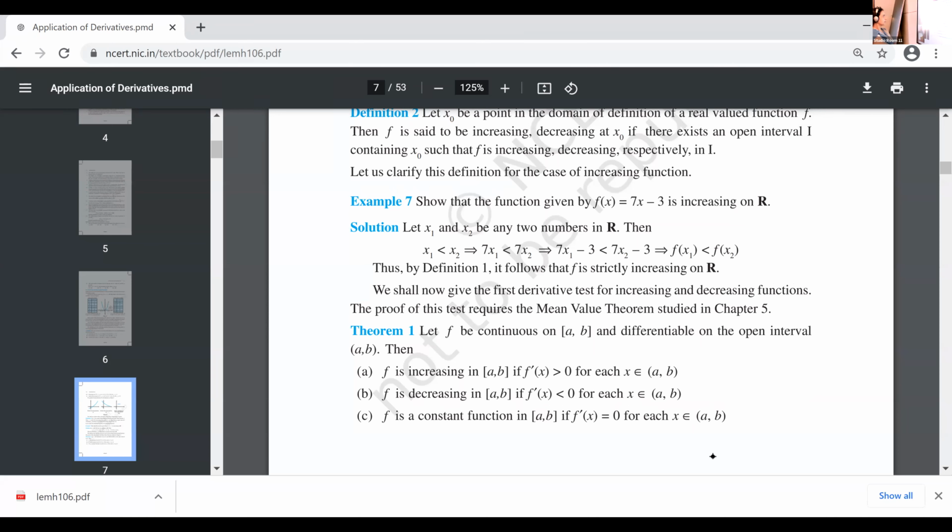Okay, so write the theorem, children. This proof and all is not needed, but you should learn the statements. For 1 mark questions, it will be asked. Write down the statements. Let F be continuous. We know continuous function. What is meant by continuous function? When will you say function is continuous?